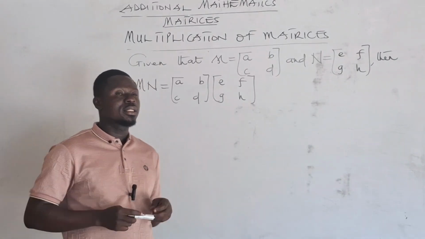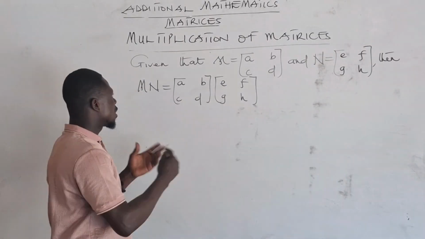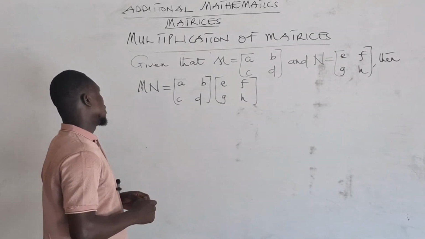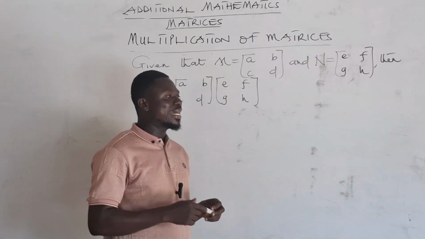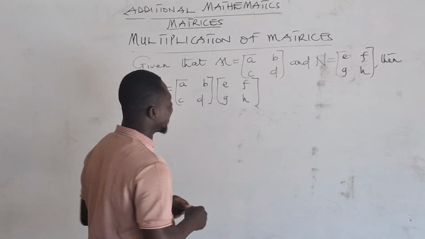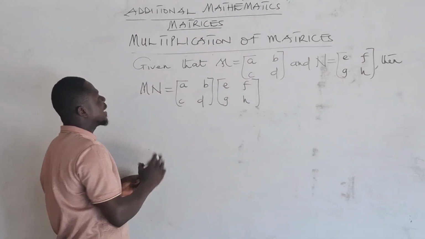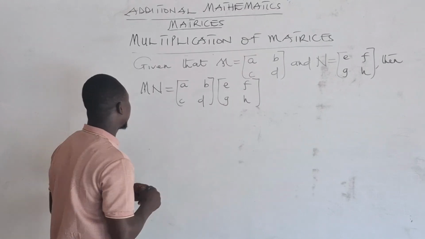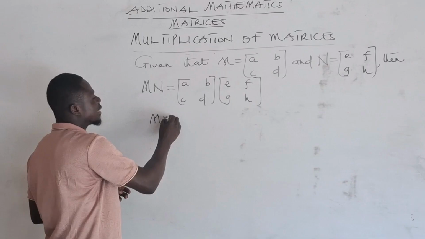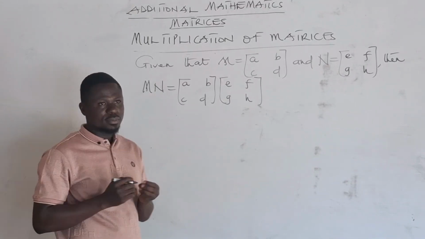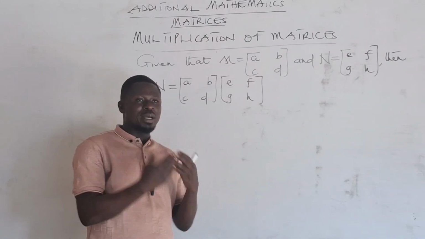In today's lesson, we're going to look at multiplication of matrices. Given that M is equal to A, B, C, D and N is equal to E, F, G, H, then MN. The moment you see MN, it means that we are multiplying matrix M by matrix N. We don't write M times N. We always write MN.